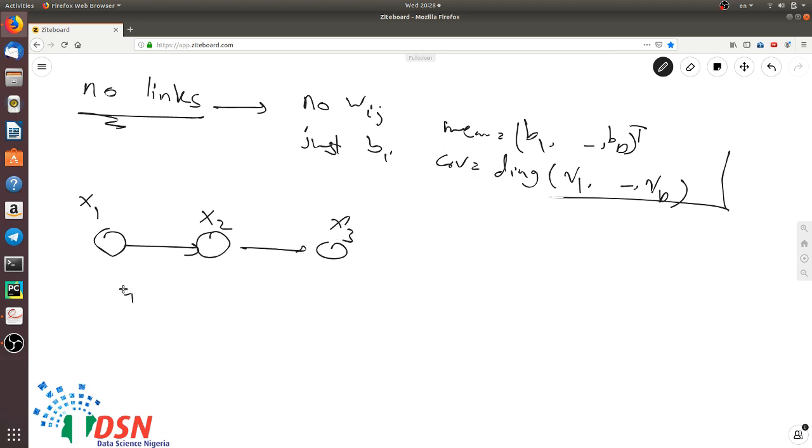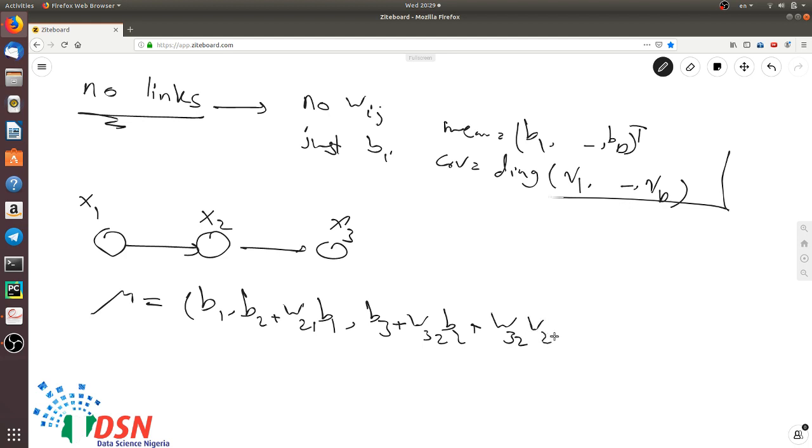So in this case, you could derive that the mean of the joint distribution is B1. B1 is the expected value of x1. Now you have B2 plus W21 B1 for the second node, and for the third node you have B3 plus W32 B2 plus W32 W21 B1, transposed.